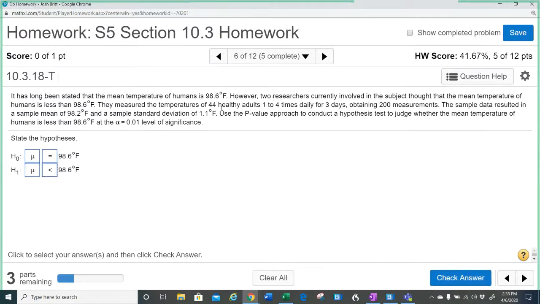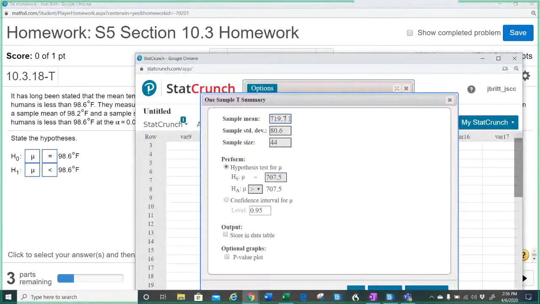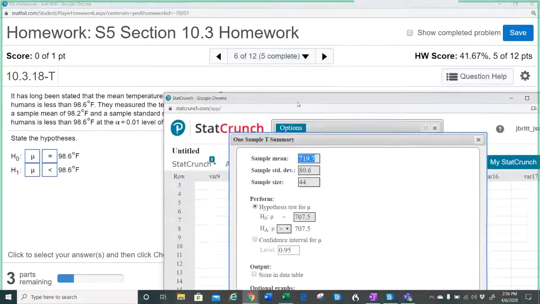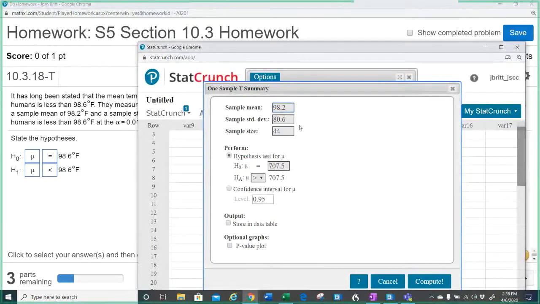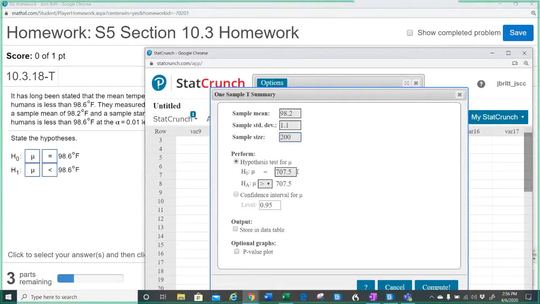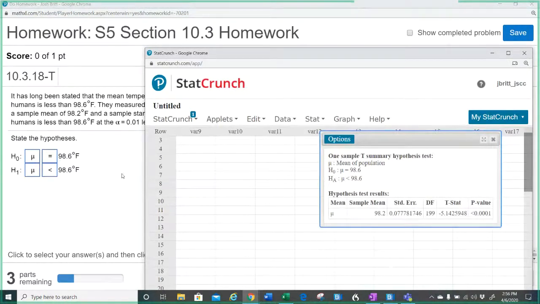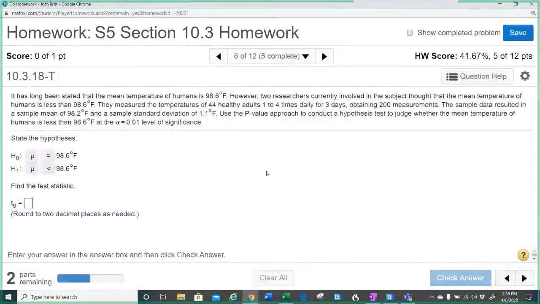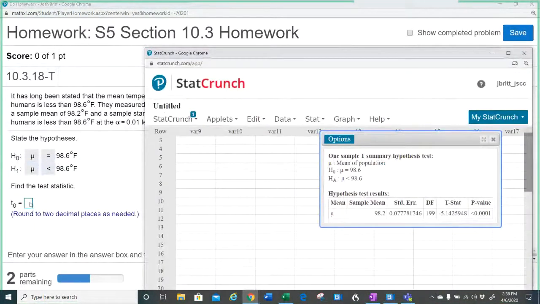So what they did is they measured the temperature of 44 healthy adults 1 to 4 times daily for 3 days, obtaining 200 measurements. That is our sample size. It resulted in a sample mean of 98.2 with a 1.1 standard deviation. So sample mean 98.2, standard deviation 1.1, sample size 200, standard 98.6. They think it's less than.